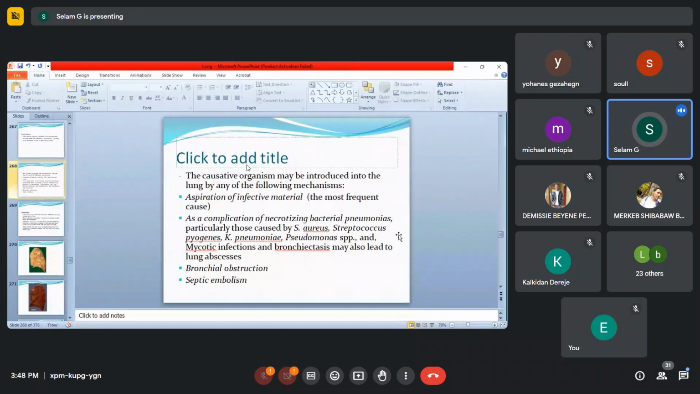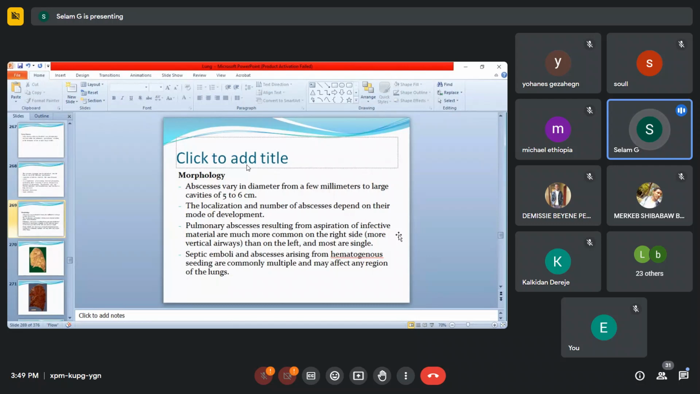lead to lung abscess. Bronchial obstruction with sequestration of contents leading to proliferation of bacteria may lead to lung abscess, and a third complication, septic embolism, may occur from this abscess to different parts of the body. Abscesses vary in diameter from a few millimeters to a large cavity, and the localization and number of abscesses depend on the mode of development.